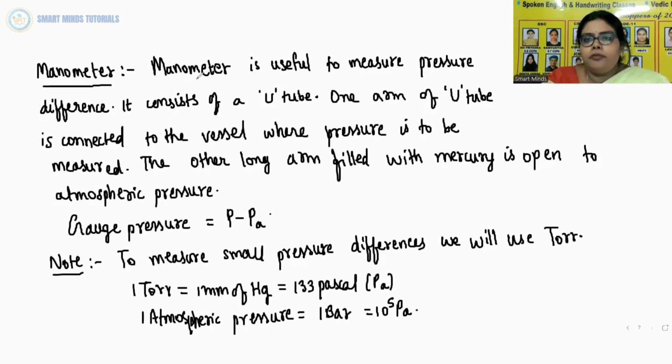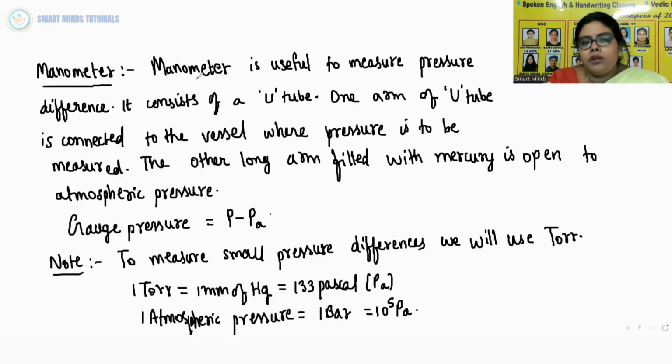You can take a few points on manometer. Manometer is useful to measure pressure difference. It consists of a U-tube. One arm of the U-tube is connected to the vessel where pressure is to be measured, and the other long arm, filled with mercury, is open to atmospheric pressure. Gauge pressure is given by P minus PA.